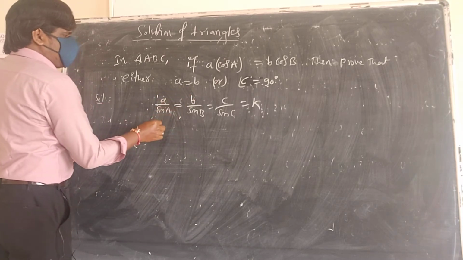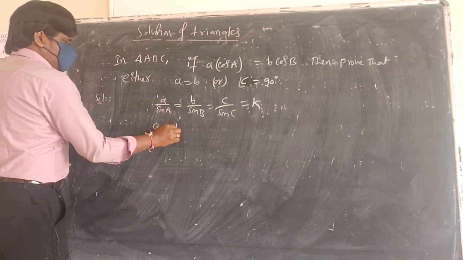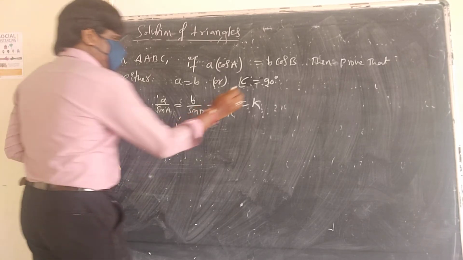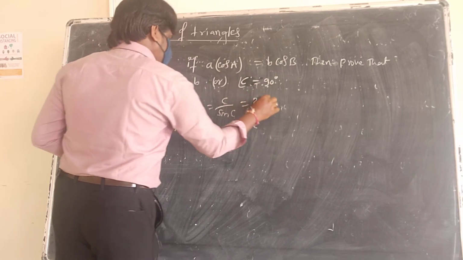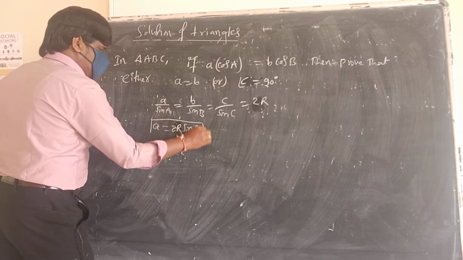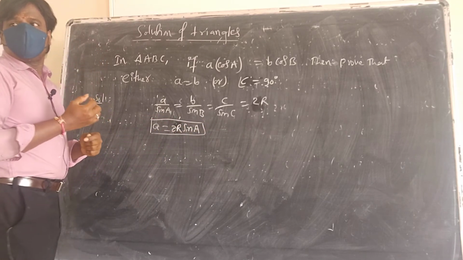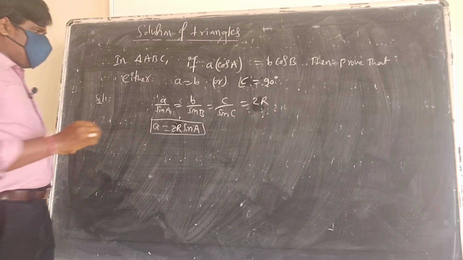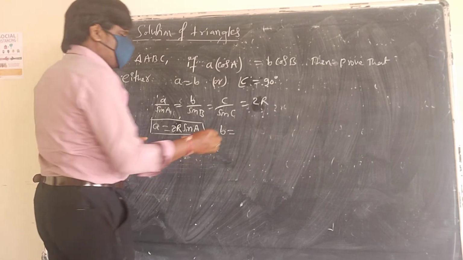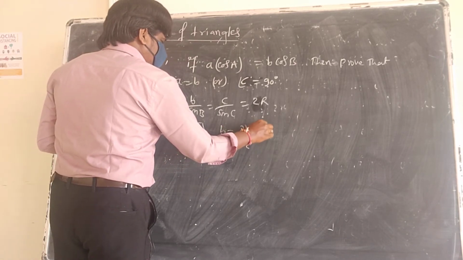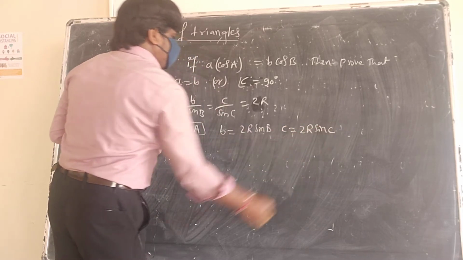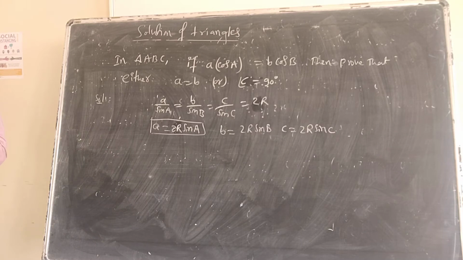So A value, what happens? A value will be K sine A. Otherwise you take 2R, no problem. You want to take 2R? Take 2R. What do I get here? A is equal to 2R sine A. Hello, listen first, afterwards you write. And B is equal to what? Tell. 2R sine B. Acha, C is equal to what? 2R sine C. Correct? Is it okay?